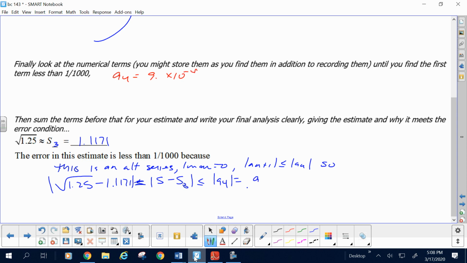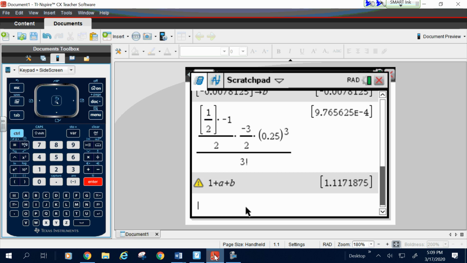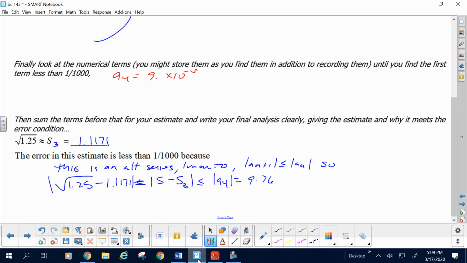I can't remember what it was. 9.765. 9.765 times 10 to the negative fourth, which is less than 1 times 10 to the negative third, or 1,000.